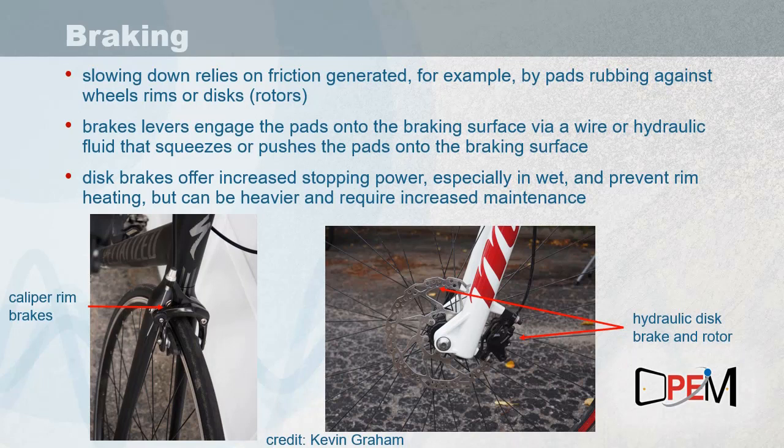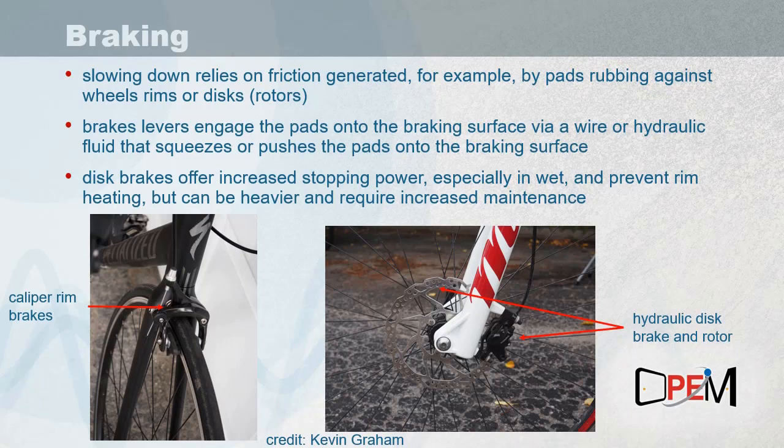itself, as you see is the black part attached to the forks, and that causes pads to squeeze onto the rotor, which is pointed out as the silver disc-shaped object. And there again, it's the friction between the pads and the rotor that then causes the wheel to slow down.